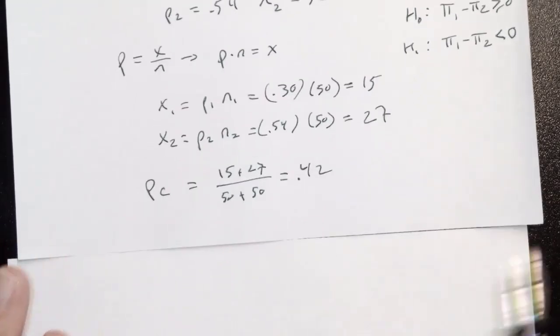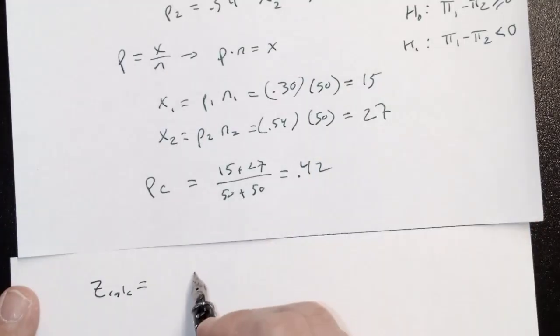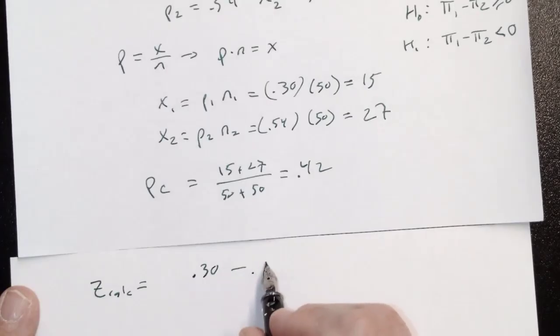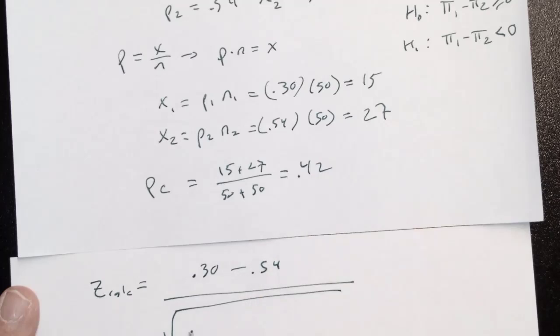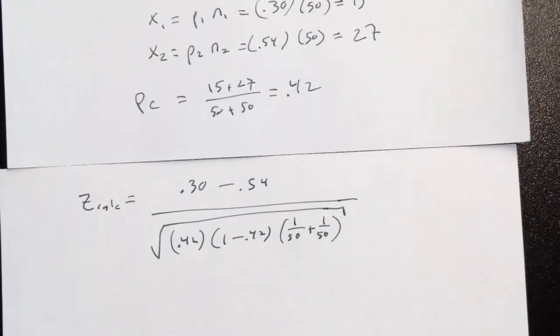So, zcalc is P1 minus P2, 0.30 minus 0.54, over the square root of combined proportion times 1 minus combined proportion, times 1 over N1 plus 1 over N2. That's the formula on page 385. So let's do the arithmetic. What do we get?